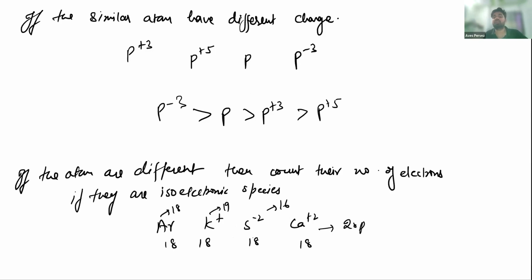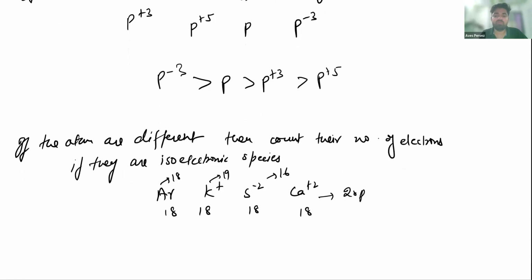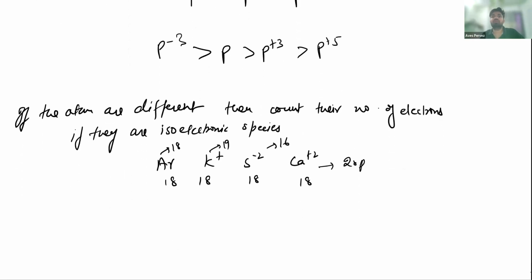If they are isoelectronic, then the one which is going to have more number of protons will be the greater in size. So we can say here that S2- will be the biggest one. Then after that we're going to have argon, then potassium, and then Ca2+. Got it?